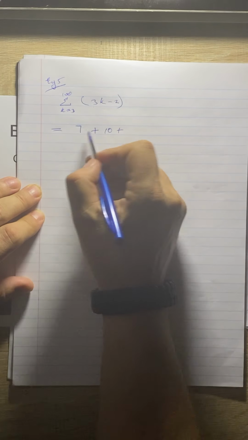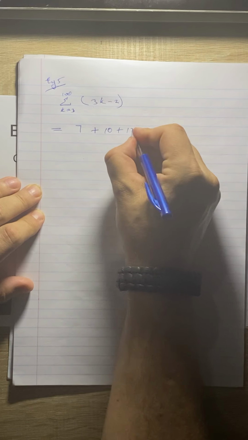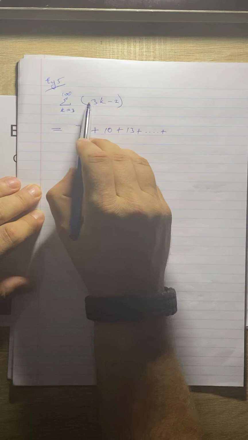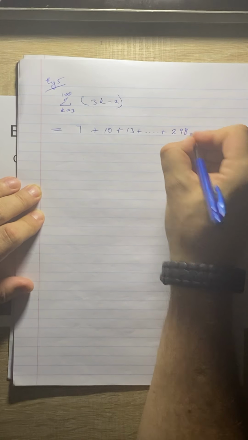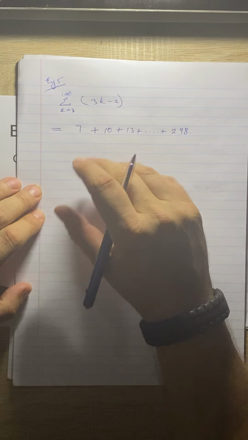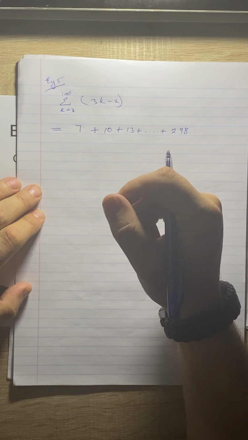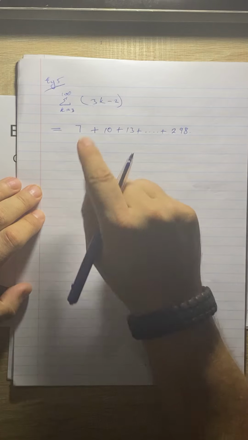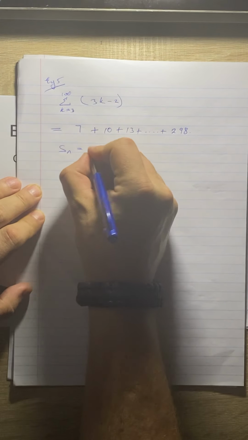Plus, if I put 5 in there, 3 times 5 minus 2 gives us 13. Plus, and I'm just going to go to the very last one. So 3 times 100 minus 2 gives us 298. Basically that is what we need to add up. Now, I can use that long formula, the one that will be on your formula sheet, or I can use the simpler one. The reason is because I know what my last term is and I know what my first term is. So I'm just going to use that simpler one.